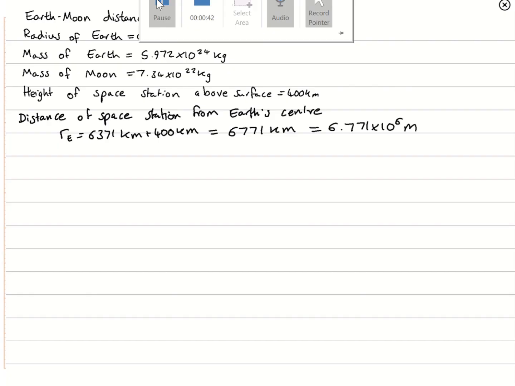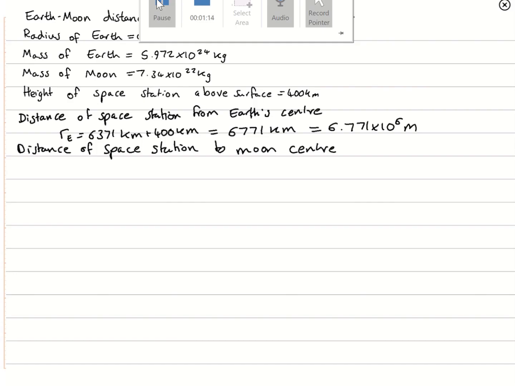Now, the distance from Earth to the Moon is just up here. We're going to convert that into meters as well. 3844 times 10 to the 8 meters. Now, since the space station is at right angles to the Earth, the distance between the space station and the Moon center is as follows.